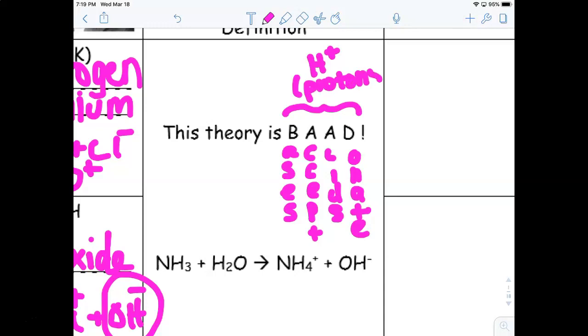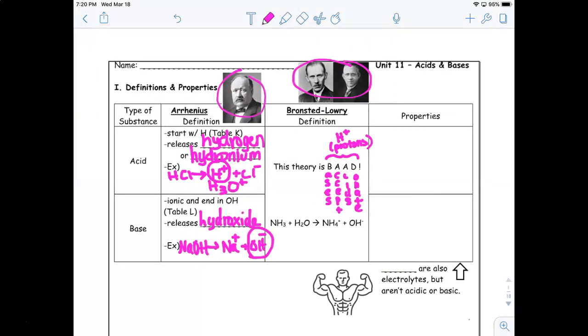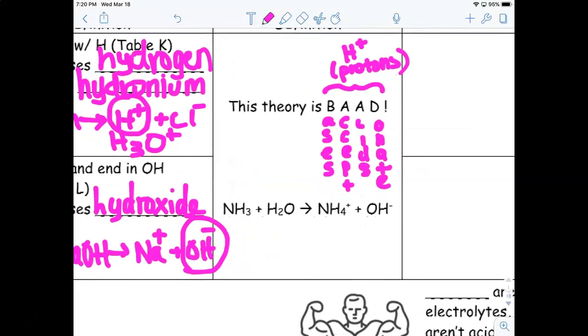So in the Bronsted-Lowry theory, OH doesn't matter. It's not like in the Arrhenius theory where it makes something a base. Okay, so here's what we do to figure out in a reaction like this which one's the acid and which one's the base. I'm going to take the substances on opposite sides of the arrow that have the same elements in them. So these both have N and H in them, right? And I'm going to connect them.